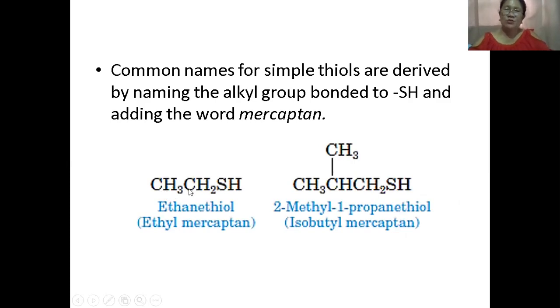This is 1, 2. It's ethane, but it is not OH here. It is SH, meaning ethane thiol, or ethyl mercaptan. This one is 1, 2. That is 2-methyl-1-propane thiol. The SH is on carbon 1. What is your parent name? It's propane. That is why it's called 2-methyl-1-propane thiol, or isobutyl mercaptan.